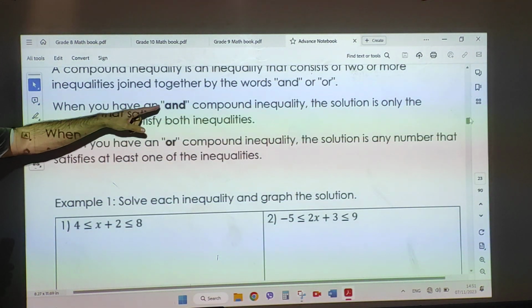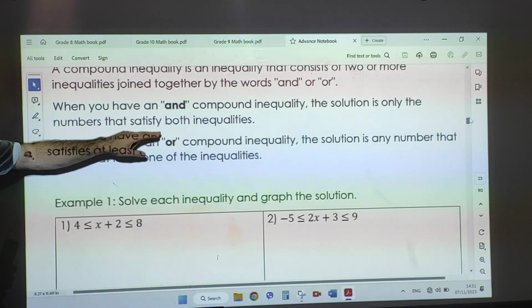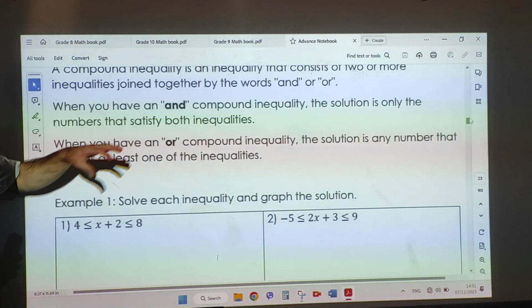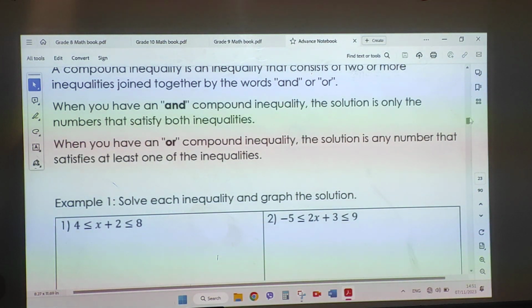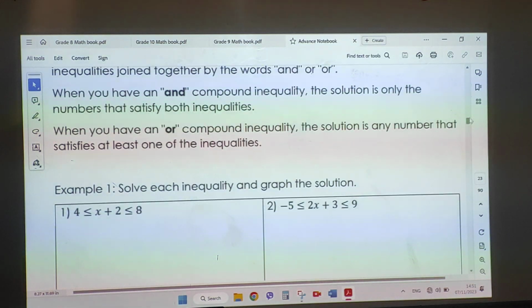We have AND and OR that we use in between. In AND we solve in one way, and in OR we have another way to find the final solution of the inequalities together. Let's see how we do it.